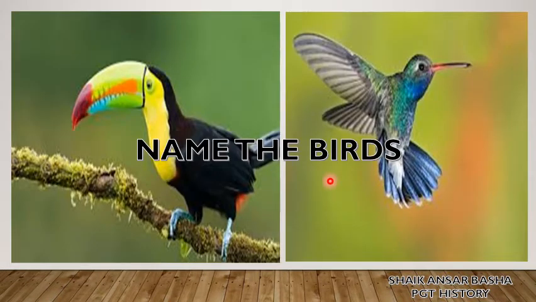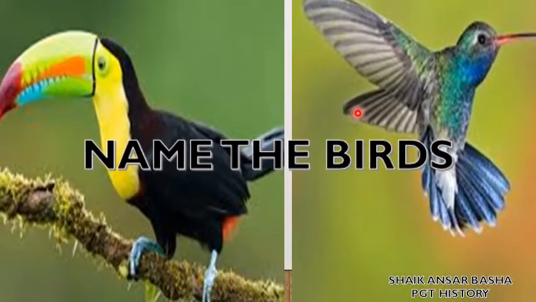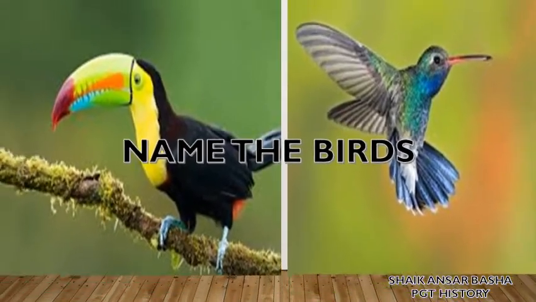And then name the birds here. The first one is the toucan. The second one is the hummingbird. Toucans and hummingbirds are the two important birds that are found in this rainforest of the Amazon.